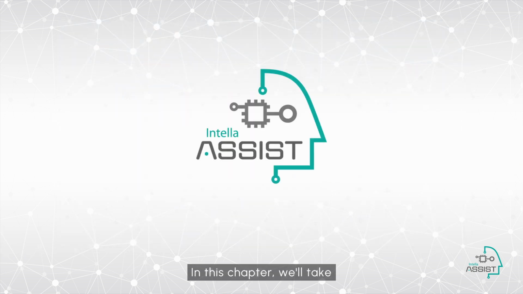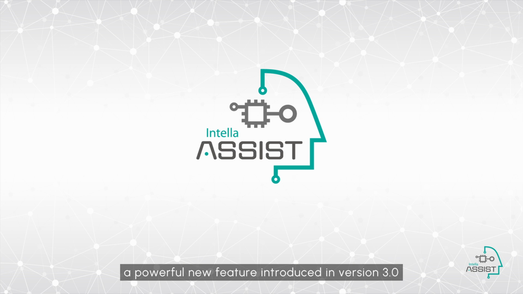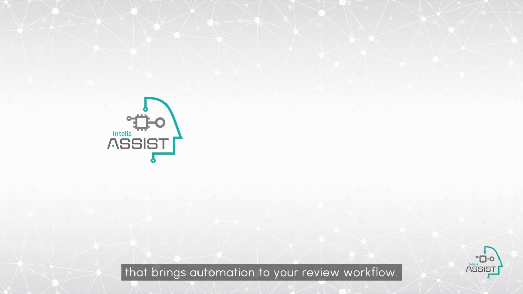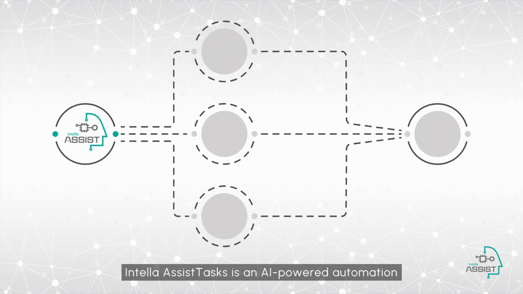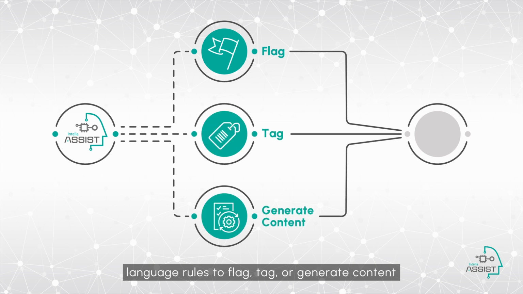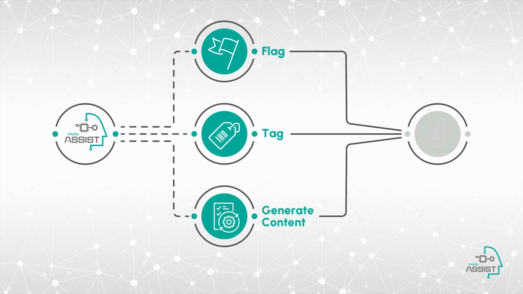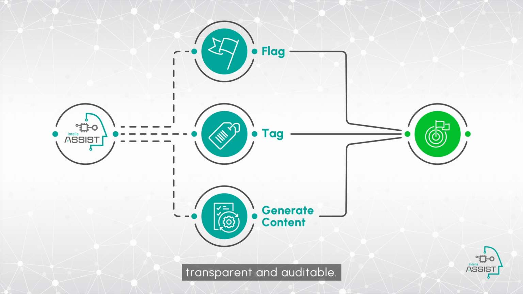In this chapter, we'll take a look at Intella Assist Tasks, a powerful new feature introduced in version 3.0 that brings automation to your review workflow. Intella Assist Tasks is an AI-powered automation feature that executes user-defined natural language rules to flag, tag, or generate content for selected case items in the background, while keeping every action transparent and auditable.